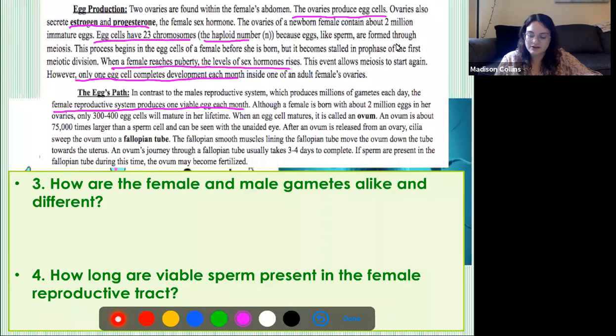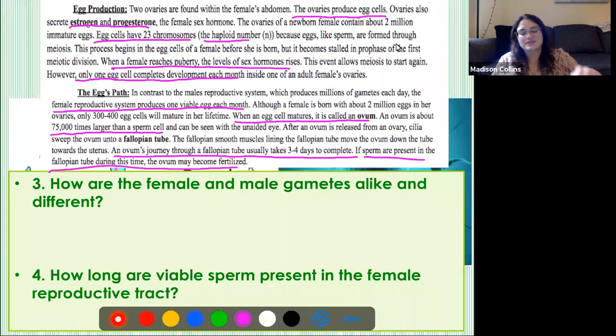When an egg cell matures, it's called an ovum. An ovum is about 75,000 times larger than that of a sperm cell, and it can actually be seen with the unaided eye. After an ovum is released from an ovary, cilia sweep the ovum into a fallopian tube. The smooth muscles lining the fallopian tube move the ovum down the tube towards the uterus. An ovum's journey through a fallopian tube usually takes around 3 to 4 days to complete. If sperm are present in the fallopian tube during this time, the ovum may become fertilized. All right, use that information to answer questions 3 and 4.